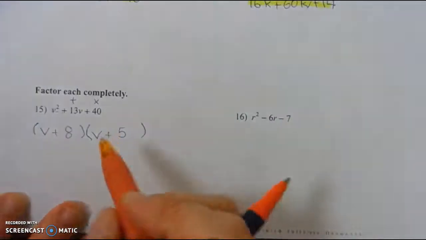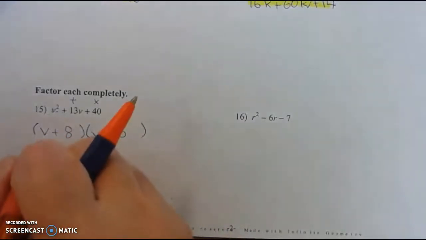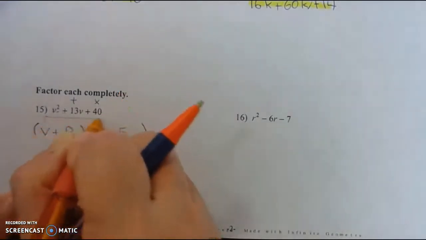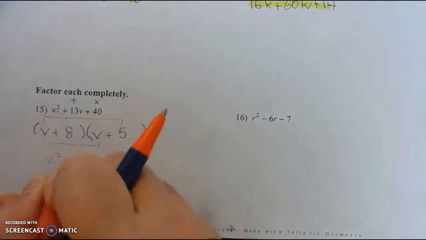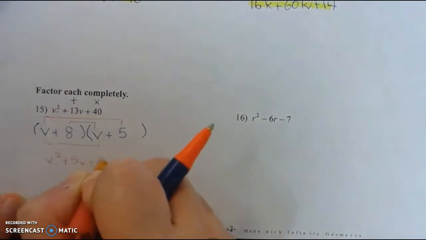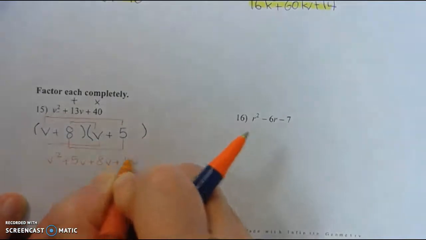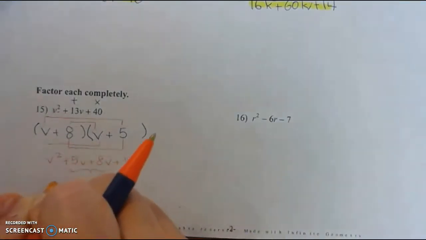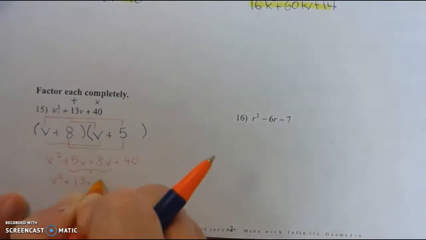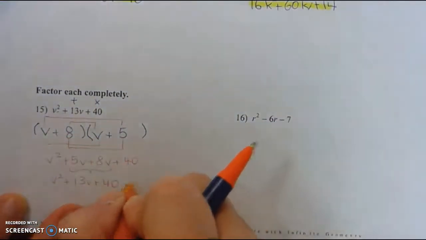Now, it's really good idea to just quickly check using FOIL to make sure that this is correct. That's first with first, that's v squared, and then outside, v times 5 is plus 5v, inside is 8 times v is plus 8v, and then 8 times 5 is plus 40. Then combine the two like terms and you're left with v squared, 5v plus 8v is 13v plus 40. And that is the original expression that I started off with, so that checks out.